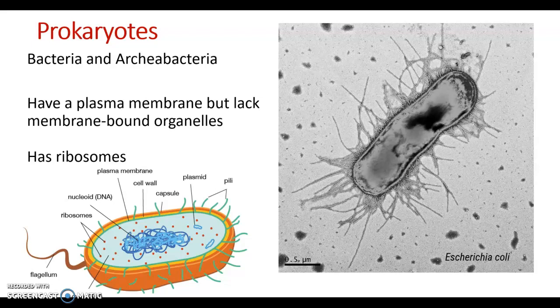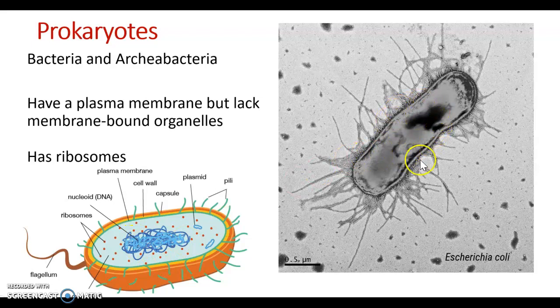Prokaryotes tend to be smaller and more simple in structure than the eukaryotic cells that we're going to talk about next. A prokaryotic cell does have a plasma membrane around the outside, but it does not have any internal membrane-bound organelles, and that includes the nucleus. So the DNA of a prokaryotic cell clumps together in a blob, but it's still kind of floating around. There's nothing surrounding it to protect it.